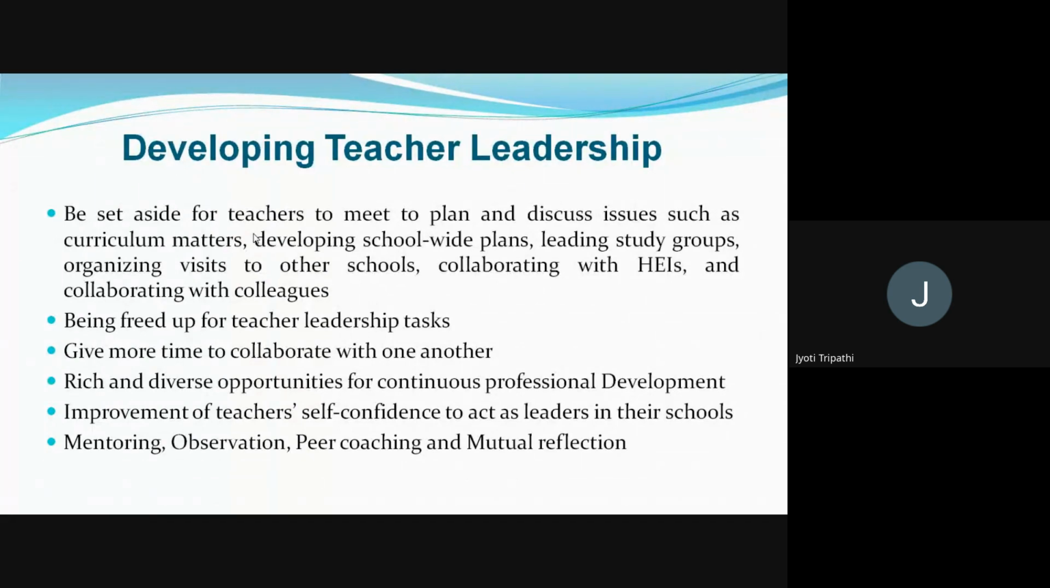This has to be understood by the organizations, government, and the management. Now, give more time to collaborate with one another. Yes, rich and diverse opportunities for continuous PDPs, as I told you, professional development programs. Again, I mentioned here, we expect them to develop their students, we expect them to play the role of teacher leaders, and we expect them to be part of so many PDPs. Now, what will happen? How is it possible? If they have a healthy environment, if they are given time for their own well-being, and if the task is distributed or delegated in the academic organization in a proper or rotational manner, and everybody's well-being is given equal importance, then I think it is possible to develop teacher leaders.